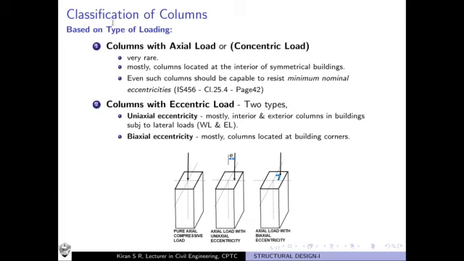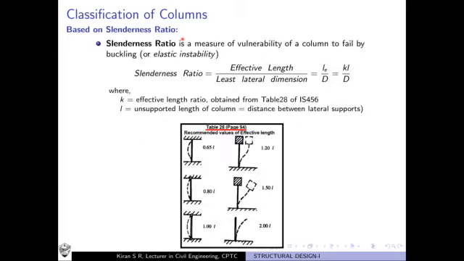Now we are not done with the classification of columns. We have discussed the classification of columns based on the type of loading. Before we go further, it is important that we define a term known as slenderness ratio. Slenderness ratio is a very important term. It is a measure of vulnerability of a column to fail by buckling.